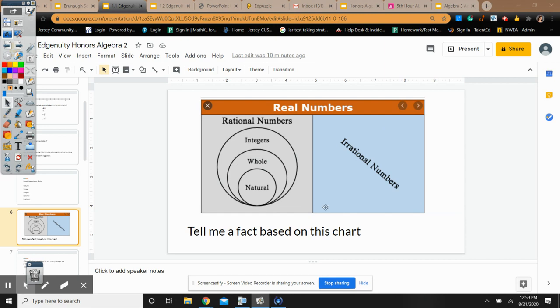So what is a fact you can tell me based on this chart? I'm talking about things like this. All natural numbers are integers. Okay? You could say all whole numbers are rational. You could say not all whole numbers are natural. You can say things like that. So when I'm asking you about a fact based on this chart, I'm asking you about the all statements.